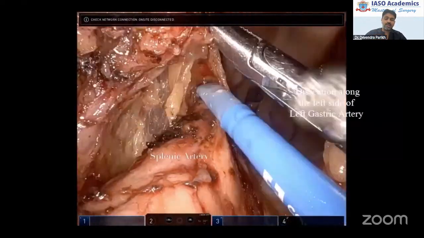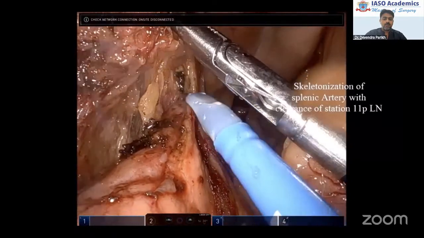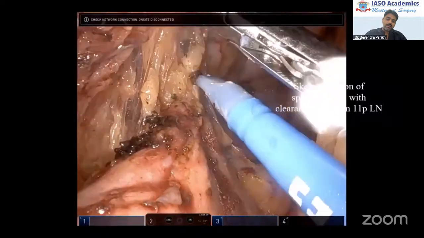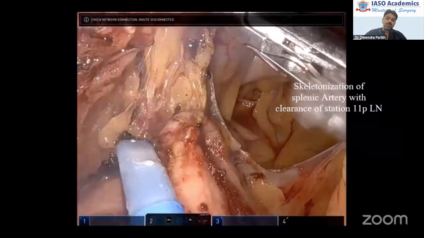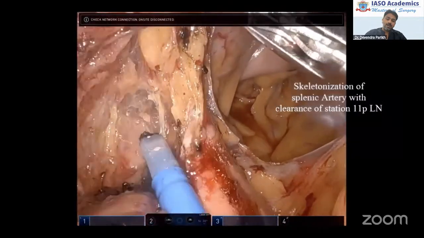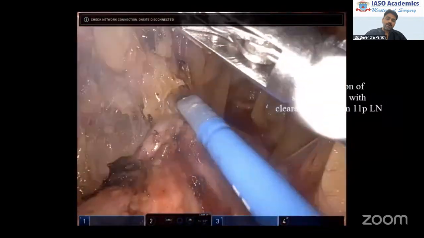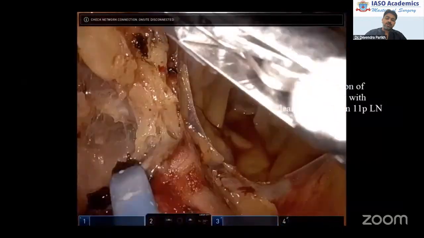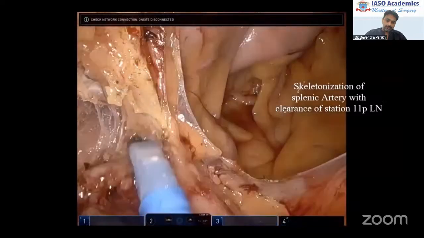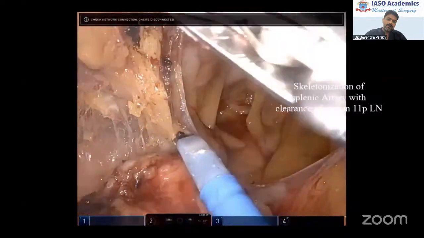So here, as you can see, we are trying to skeletonize all the major vessels, and keeping all the fibrofatty tissue with the lymph node bases with the specimen, so that integrity of the specimen as well as completeness of the lymph node, both will be achieved in one go only. It will save time as well as maintain the field very dry.